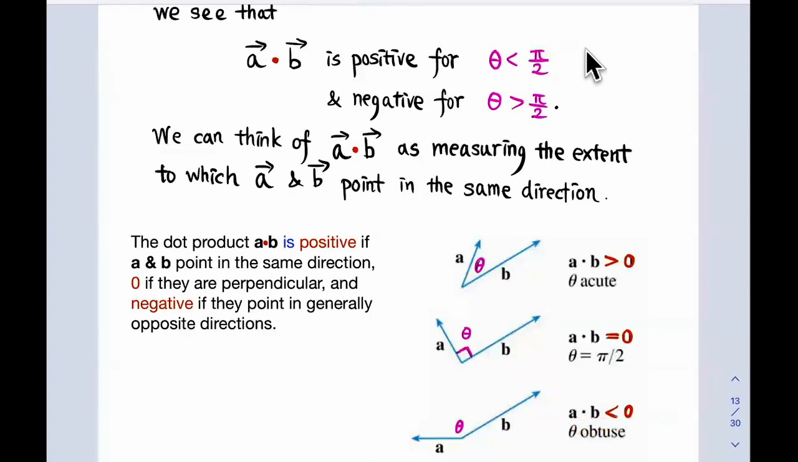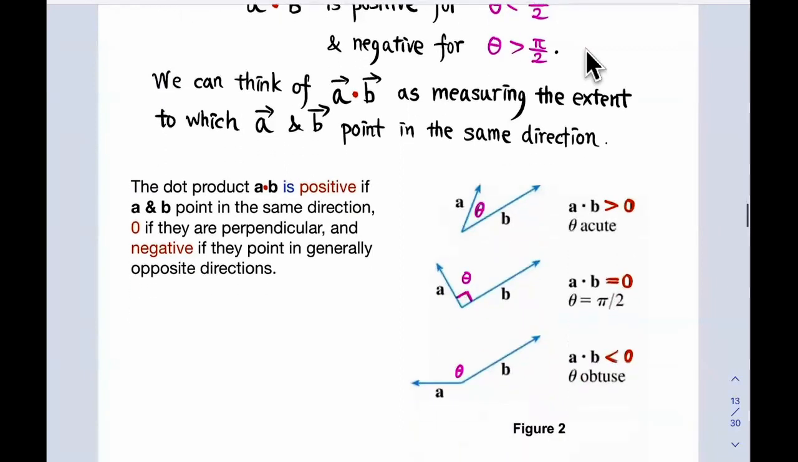Got it? So if we're given a dot product, you can see whether the two vectors are pointing in the same direction, in opposite directions, or are orthogonal.